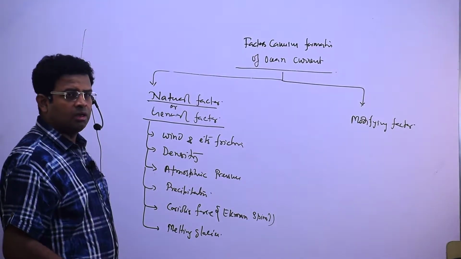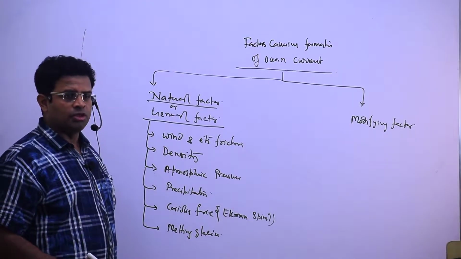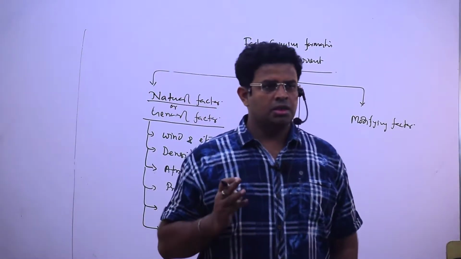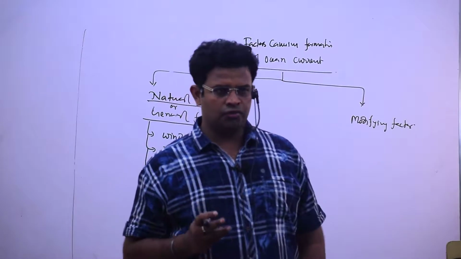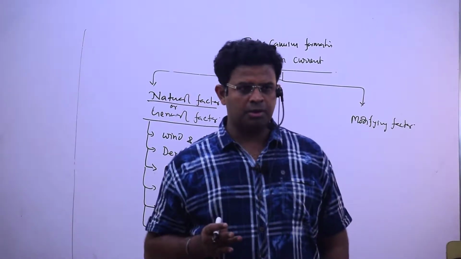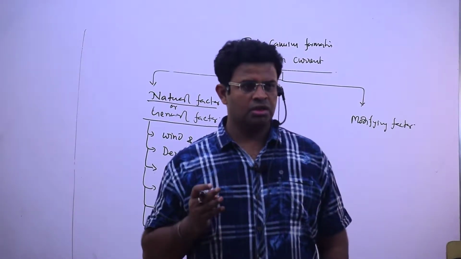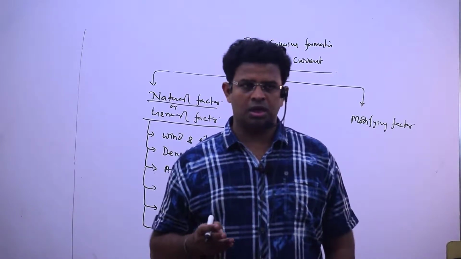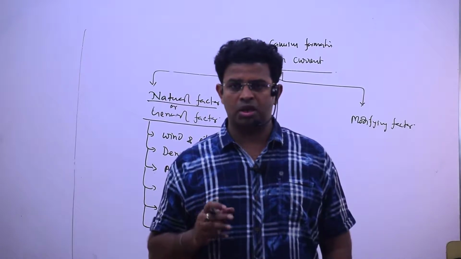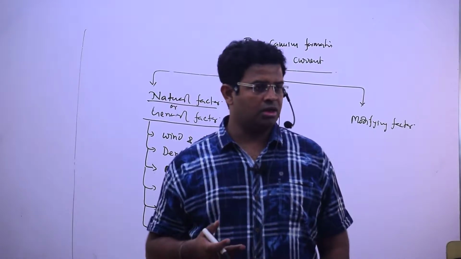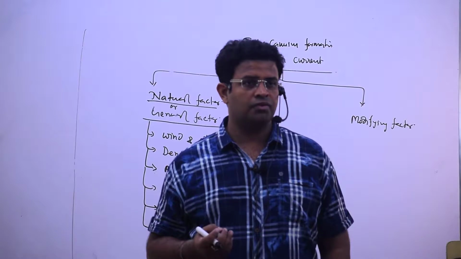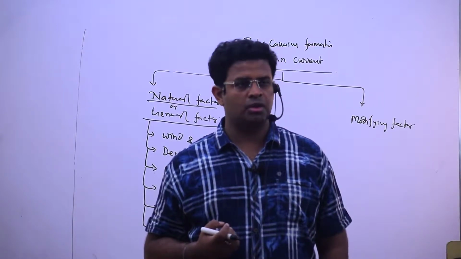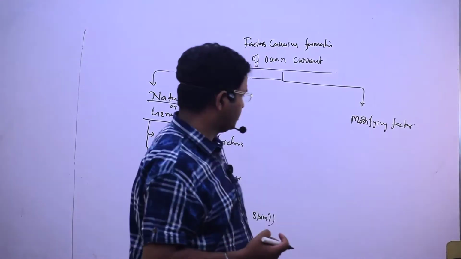Melting of glacier. So which are the six factors we have seen till now? Wind and its friction, D for density, P for atmospheric pressure, P for precipitation, Coriolis force, melting of glacier. Melting of glacier is only one example, and you have seen the East Greenland current. The East Greenland current is a famous example of melting of glacier. Clear?